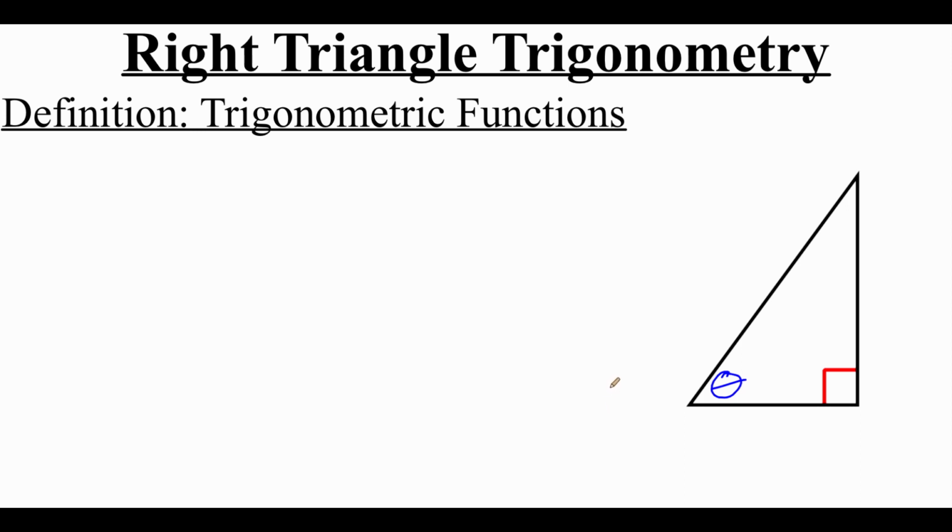Now, back in geometry, we defined our basic trig functions using the sides of a right triangle. As we're taking a look at our right triangle, the side that's across from the right angle is the hypotenuse. If we're focusing on this theta angle, then directly across the triangle from theta is our opposite side. And then the side that's right next to our angle theta, not the hypotenuse, but the other side, is our adjacent side.